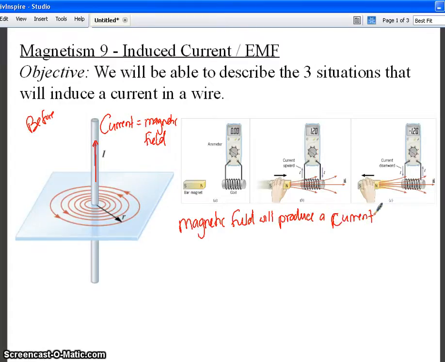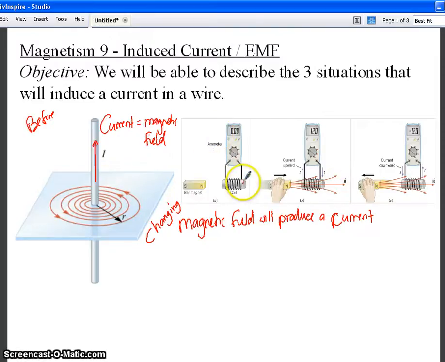And I'm going to amend this statement slightly. A changing magnetic field will produce a current. So a changing magnetic field will produce a current. And that's what this picture is trying to show you.